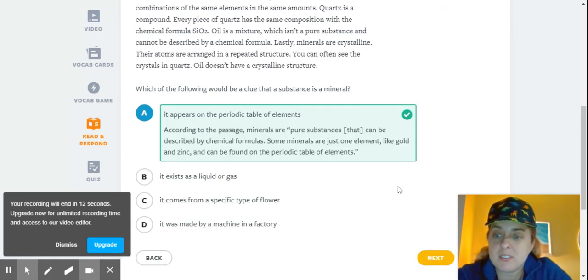All right. According to the passage, minerals are a pure substance and can be described by chemical formulas, and some are just one element, most are many.